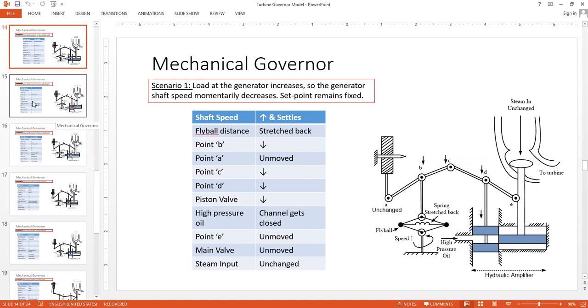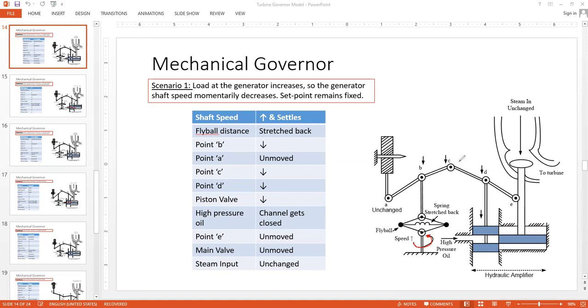So scenario number 1, we took the example where the case was linked with the load change at the shaft. Based on that, there will be some speed deviation detected at this point of the system. And accordingly, there will be a change in the distance between the fly balls.